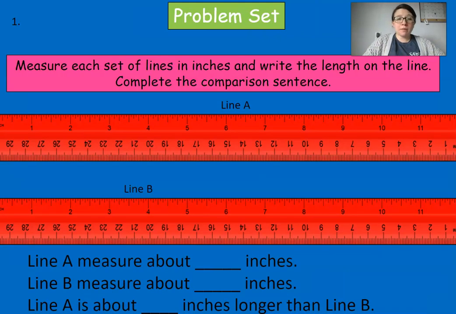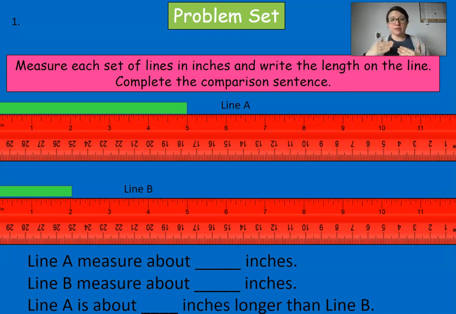So for your problem set today, what you're going to be doing is comparing line lengths. How much does one line measure? How much does another line measure? And then tell me the difference. How much longer is one line than the other? Again, finding the difference, you're going to subtract. Don't forget to include your units. If we're measuring in feet, inches, yards, centimeters, whatever we're measuring in, include those units.